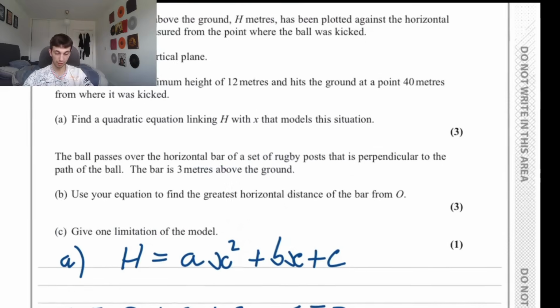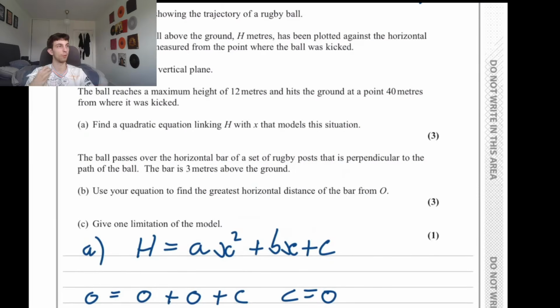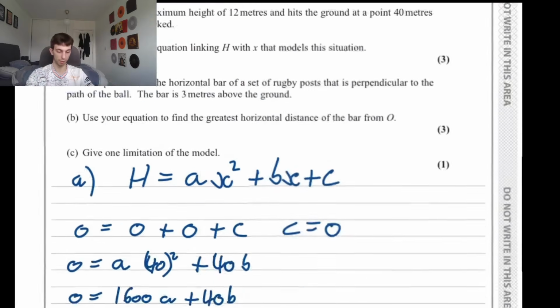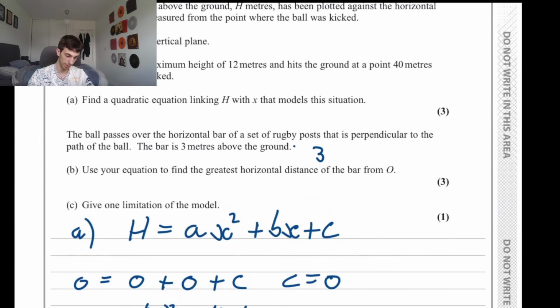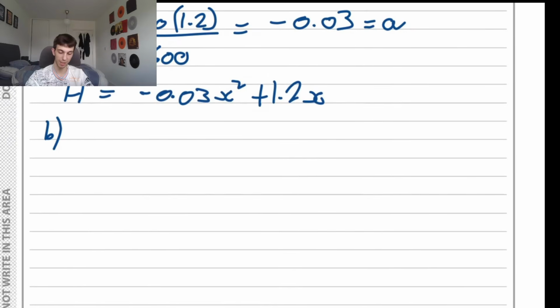What do we have to do? The ball passes over a horizontal bar of a set of rugby posts that is perpendicular to the path of the ball. The bar is 3 meters above the ground. Use your equation, so the quadratic equation that we found, to find the greatest horizontal distance of the bar from our origin, so from where we kick the ball. Okay, so our height, once again, is 3 meters. h equals 3 meters at these rugby posts. So we want to find the greatest value of x when h equals 3.